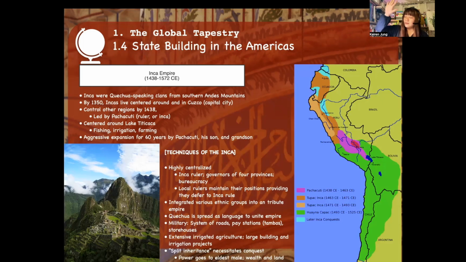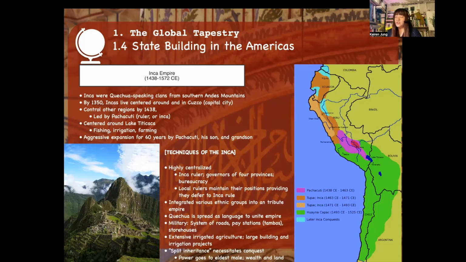So remember, in the present-day Mexico area, you have the Mexica, the Aztecs who speak Nahuatl, and then the Inca are in the southern Andes Mountains over there, and they speak Quechua, different language groups, right? And by 1350, the Incas lived centered around and in Cusco, the capital city. They controlled other regions by 1438, and they were led by the Pachacuti, the ruler, also called the Inca. The Inca is also the name of the ruler. They were centered around Lake Titicaca.